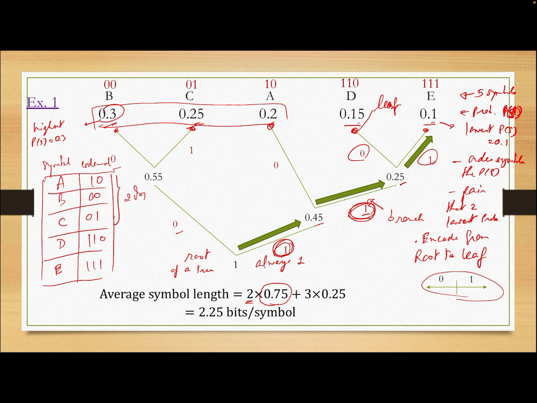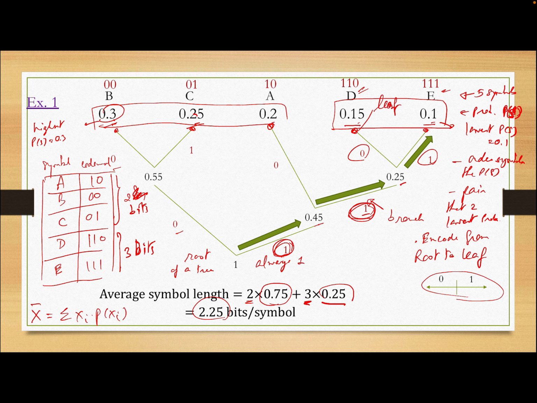The code words that have 2 bits are these 3. So these 3 have a probability, so length is 2, and probability is the sum of these 3, which becomes 0.75. And then length of 3, sorry, this is 3 bits. So 3 bits, and probability is the sum of those that have 3 bits.